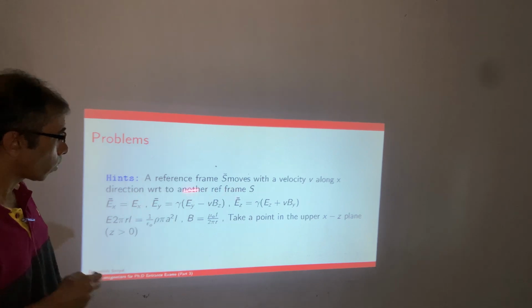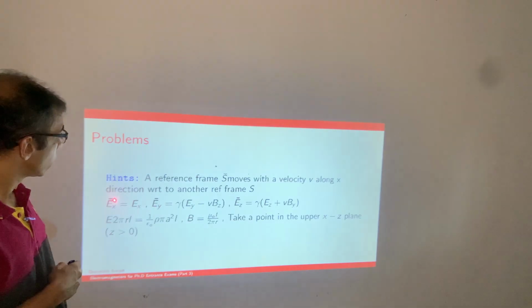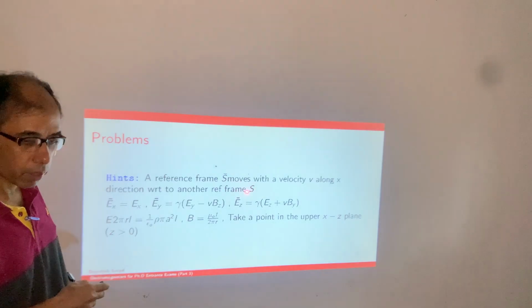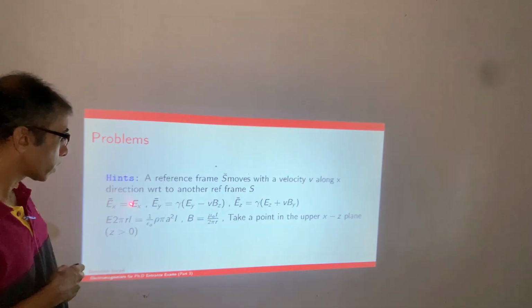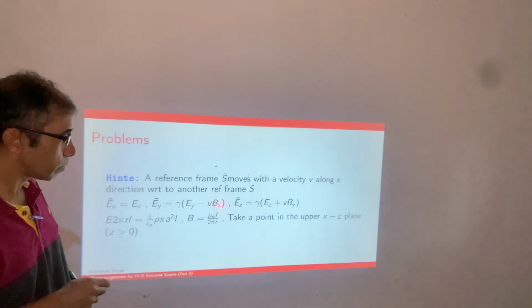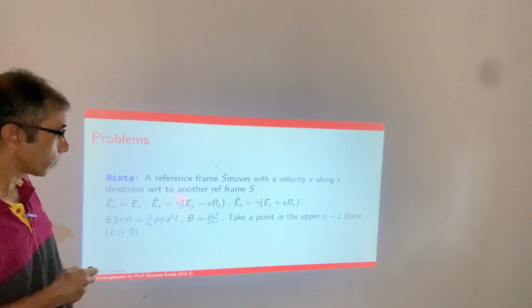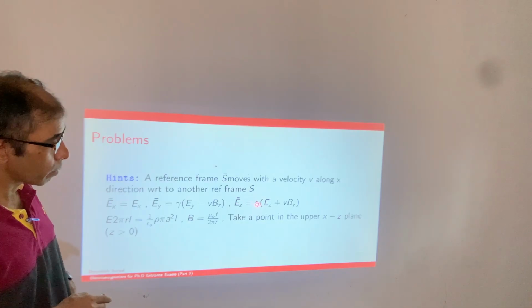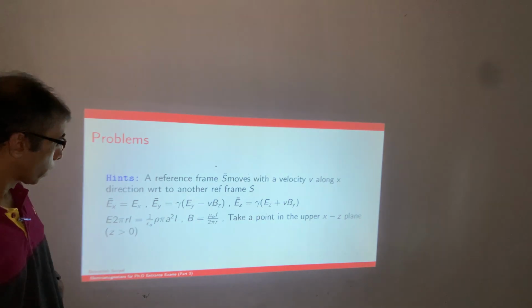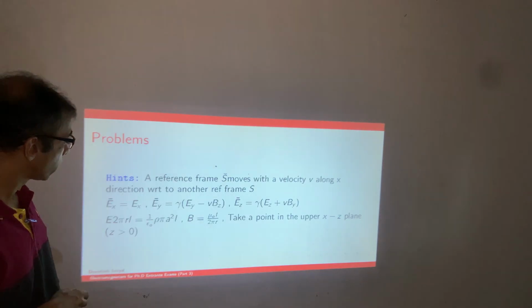So how are the electric fields connected in the two reference frames? The frame that is moving is S bar and the frame that is static is S. So Ex bar is equal to Ex, Ey bar is equal to gamma (Ey minus v Bz), the usual notation in special relativity, and Ez bar is equal to gamma (Ez plus v By). Now, this is general.